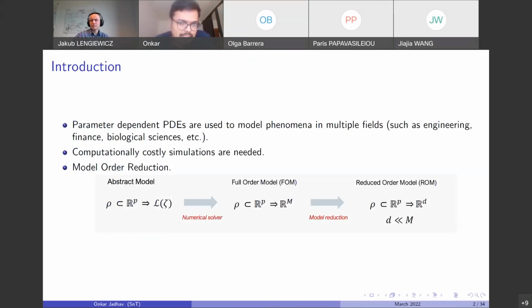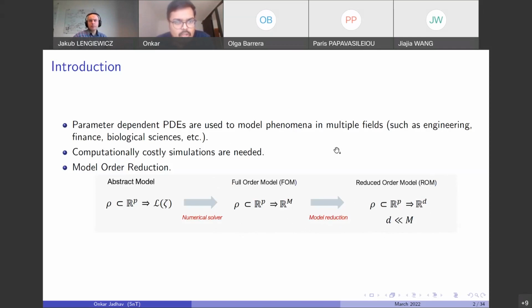Model order reduction is a technique that reduces the computational complexity of developed mathematical models. It does so by approximating the full order model of order M with a reduced order model of order D, such that D is very, very much less than M. And since D is much less than M, this reduced order model is much cheaper to solve than the full order model, and that provides us our necessary computational advantage.